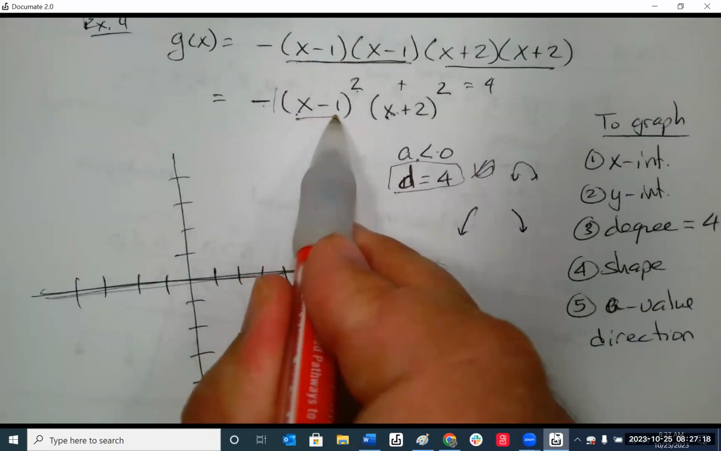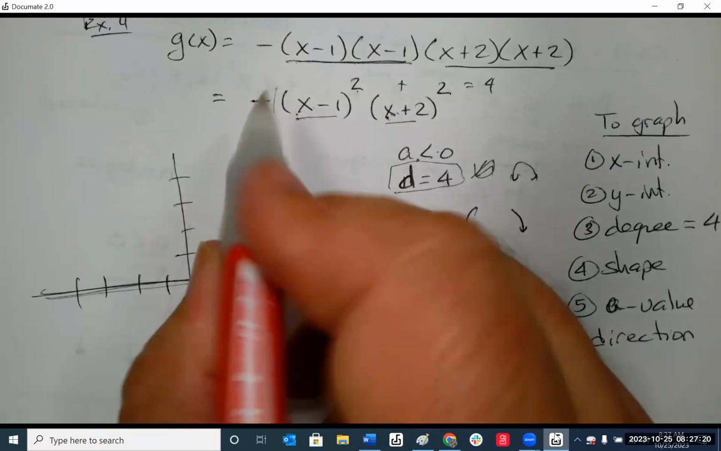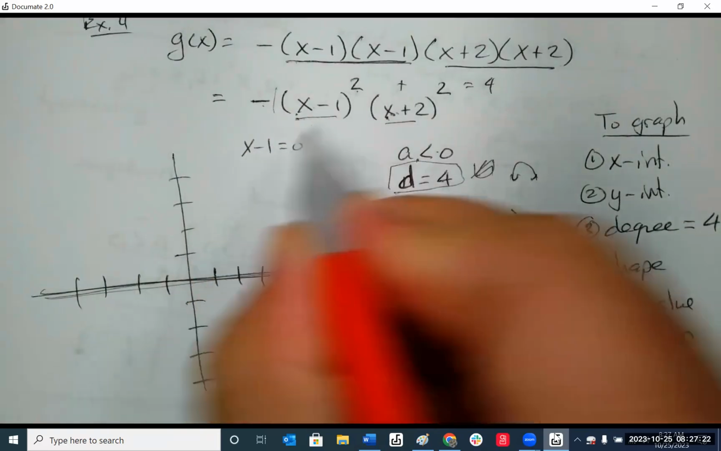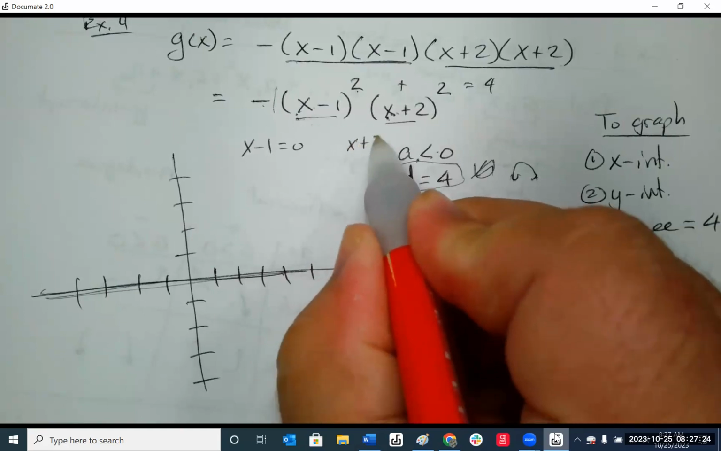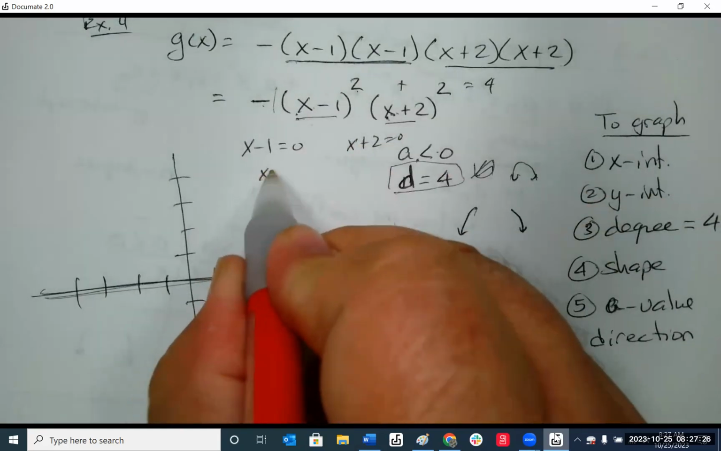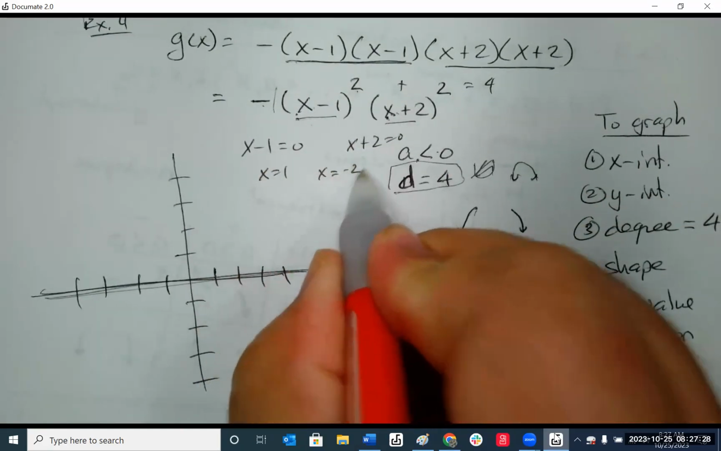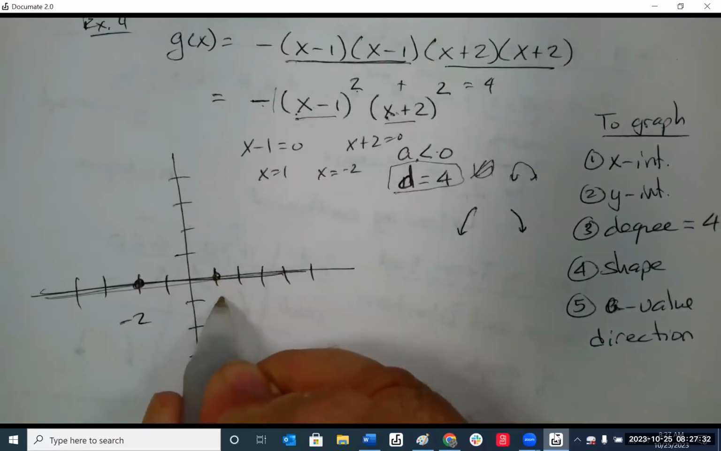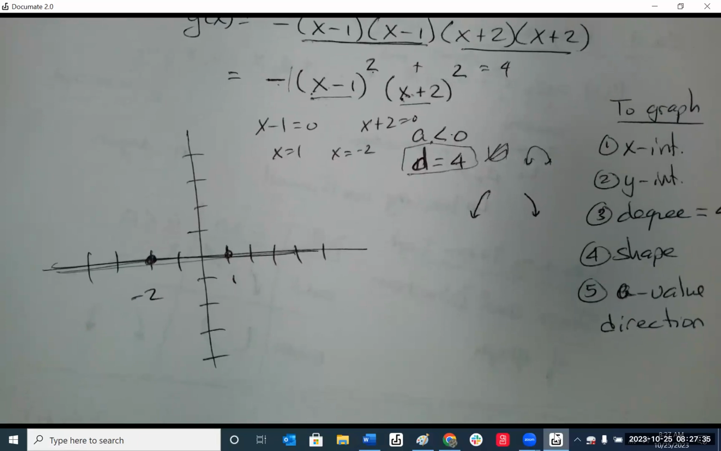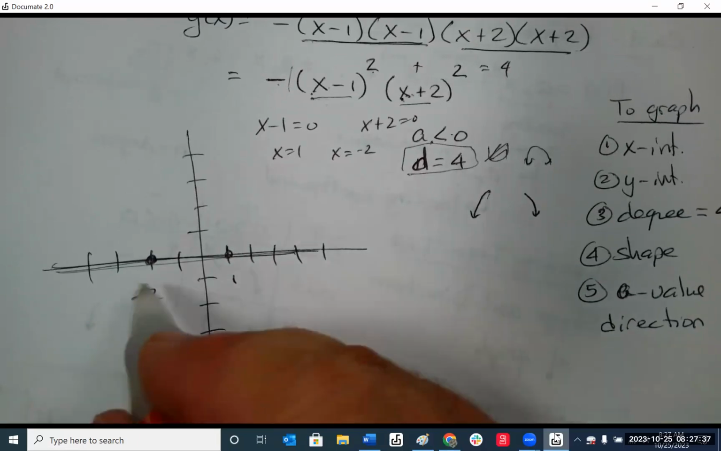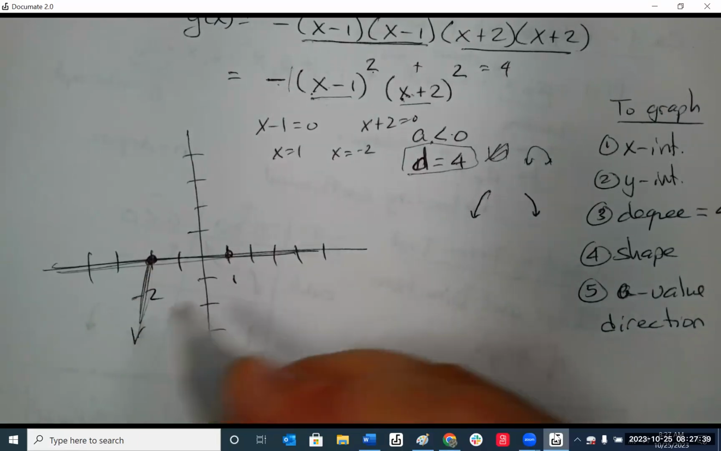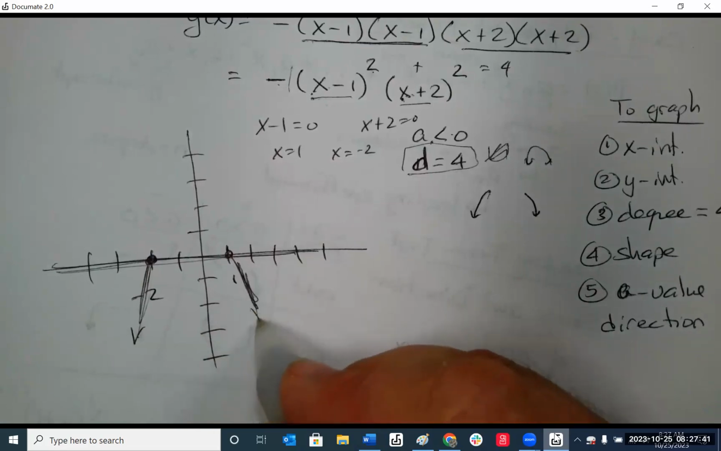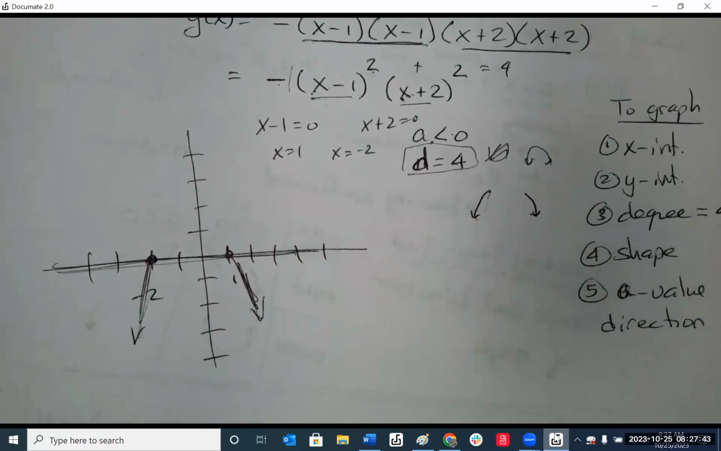Our x-intercepts are at x minus 1 equals 0 and x plus 2 equals 0. So they're at 1 and negative 2. Those are our x-intercepts. And I know since those are the end points, they both point down.